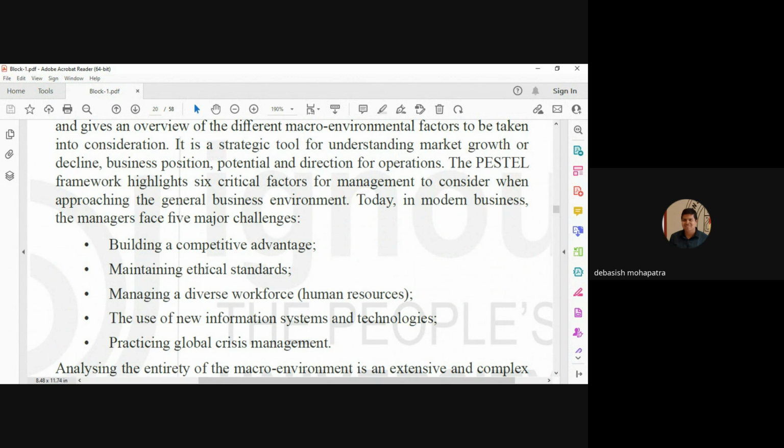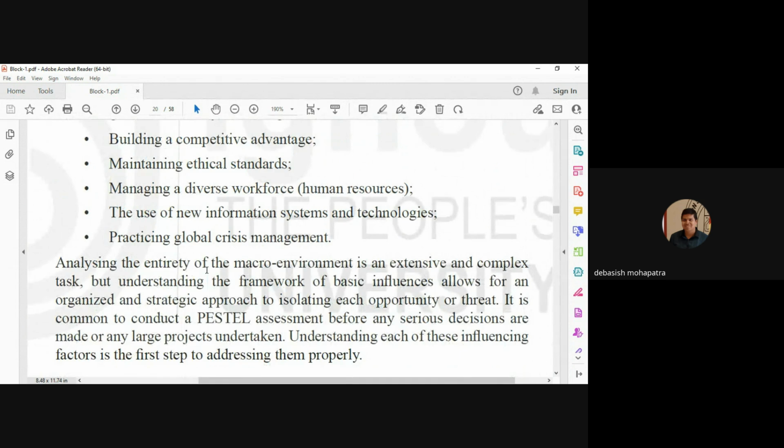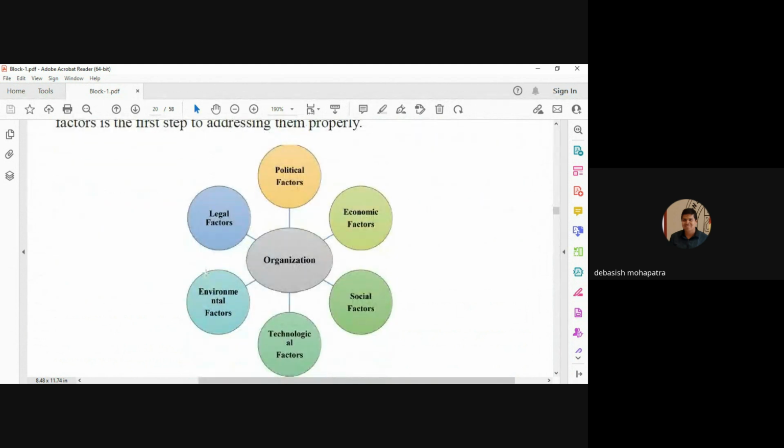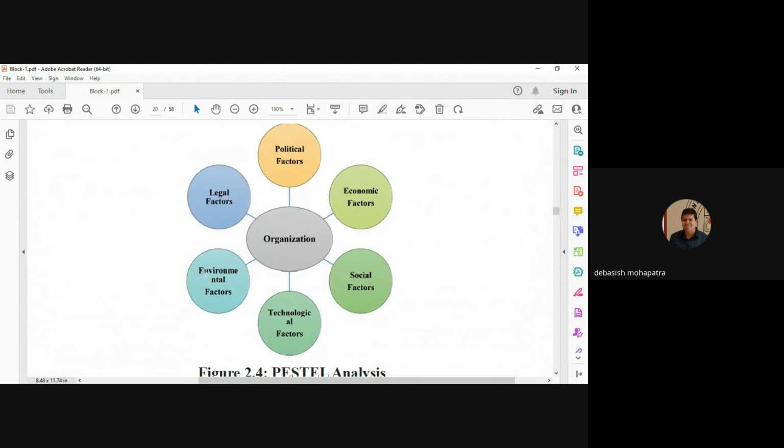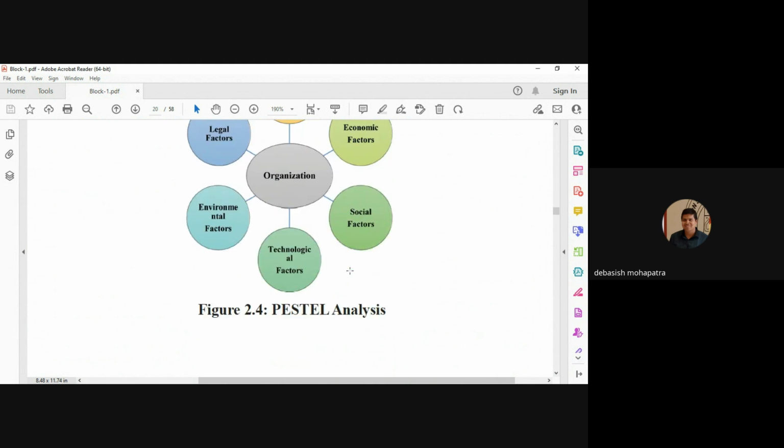So, there are 5 major challenges: building a competitive advantage, maintaining ethical standards, managing a diverse workforce, the use of new information systems and technologies, and practicing global crisis management. So the PESTEL analysis gives political factors, economic factors, social factors, technological factors, environmental factors, and legal factors. So when an organization is there, all these factors will affect you.